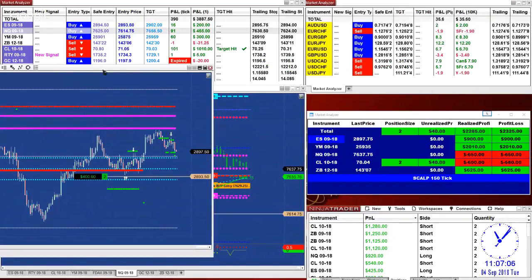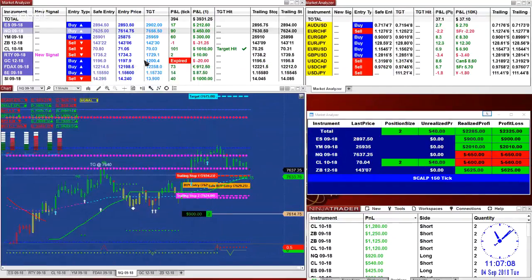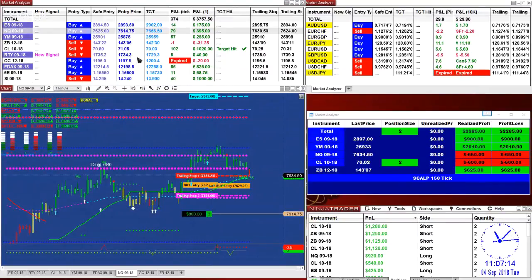Oh, we have a new signal on the Russell. A new signal on the Russell. Entry sell 34. The market is changing momentum right now. 34.3. Target 29.4.